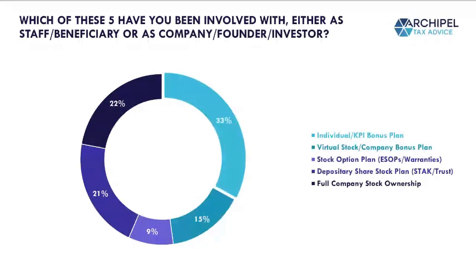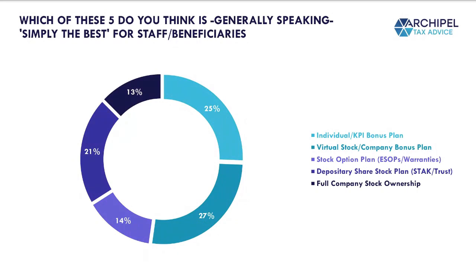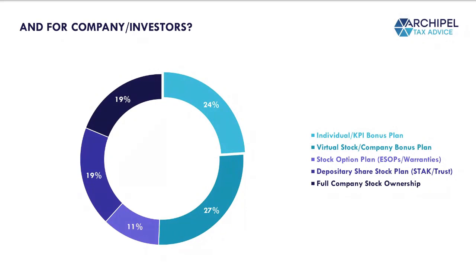Well, the most commonly seen one is the KPI bonus, but combined, a form of equity is over 50% of the respondents. So make of that what you will. Happy to see any data analytics going on in chat, should there be any. Which do you think is best for staff? Funny thing we see here is that there are more people happy for staff with salary-based plans than with equity-based plans. And for investors, same thing, actually.